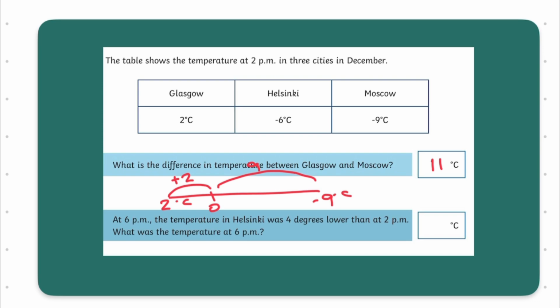At 6 p.m., the temperature in Helsinki was 4 degrees lower than at 2 p.m. What is the temperature at 6 p.m.? So if we put our number on a number line, we've got -6, and we're going 4 degrees lower. So -6, -7, -8, -9, -10 is 4 degrees lower. So our answer is -10 degrees Celsius.